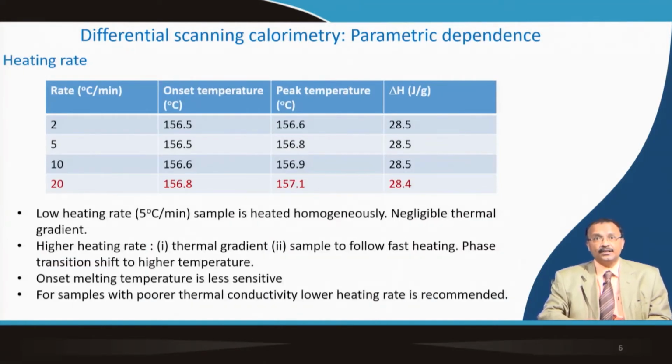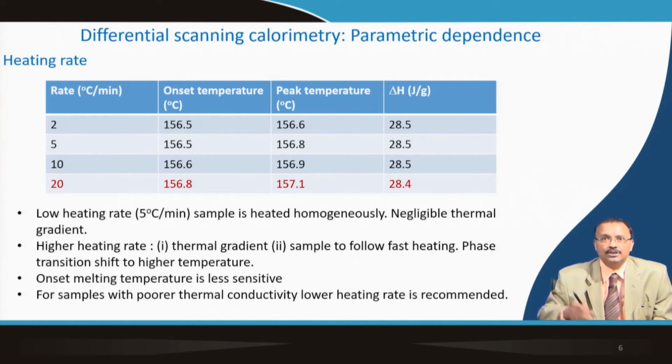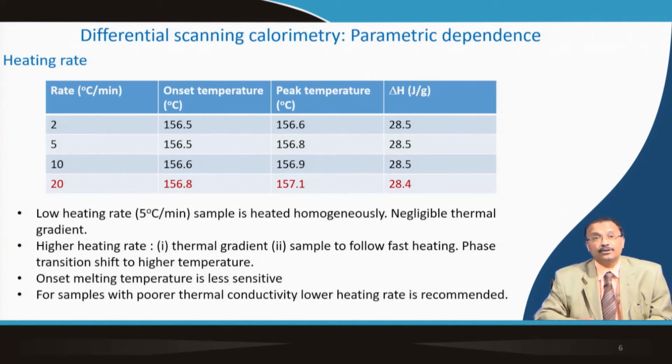Heating rate also affects the correctness of the measurement. A lower heating rate is about 5 degrees Celsius per minute. So, the sample is heated homogeneously, and there is negligible thermal gradient. In case of a high heating rate, there is thermal gradient. So, for the sample to follow the fast heating rate is problematic. So, the phase transition is usually shifted to high temperature. Onset of melting will be less affected.